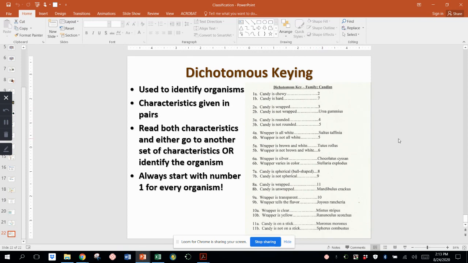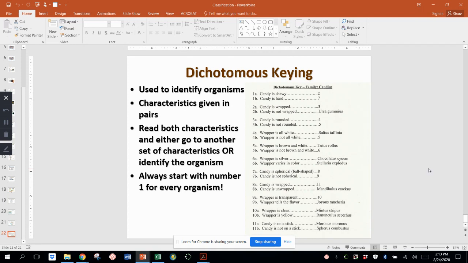Or if we're looking for, let's see, a jawbreaker. So it's hard. So start back at 1. Candy is hard, so we go to 7. Candy is spherical versus not spherical. Jawbreakers are spherical, which is a ball shape. So we go to question 8. And the candy is usually not wrapped, so we call it mandibulus crackus, which means jawbreaker.